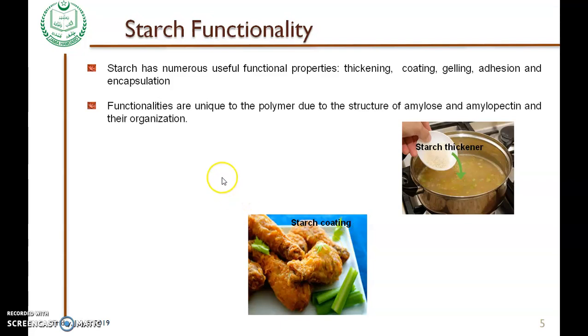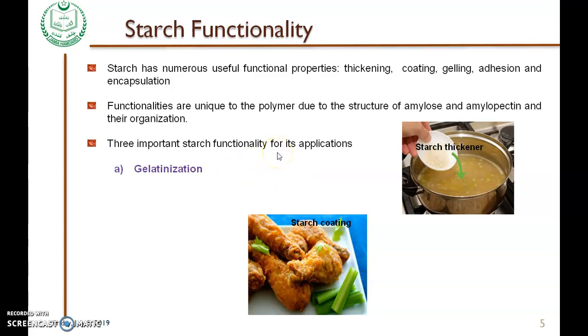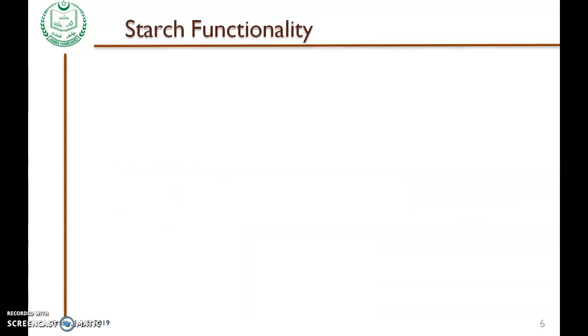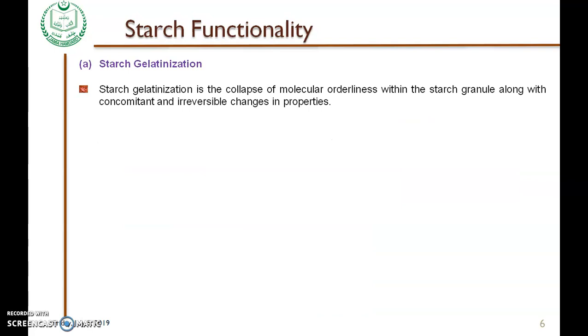So what are the functionalities? These functionalities are unique to this polymer because the amylose and amylopectin ratio may vary and their organization as well. And this depends on the amylose and amylopectin ratio and their organization. Three important starch functionalities for its applications are: first one is the gelatinization, second is the retrogradation, and third is the pasting. So we'll first come to the starch gelatinization.